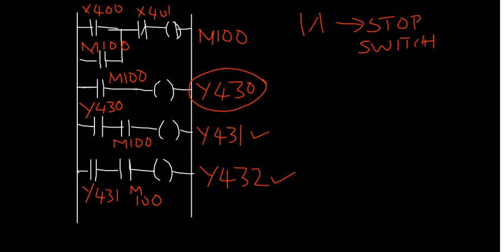So, this is what is called starting multiple outputs. You may be asked to devise a ladder diagram with the help of an internal relay to start 4 outputs in a sequential manner and stop all of them simultaneously upon pressing a stop switch. So, this may be the problem statement for what we have written here, right.